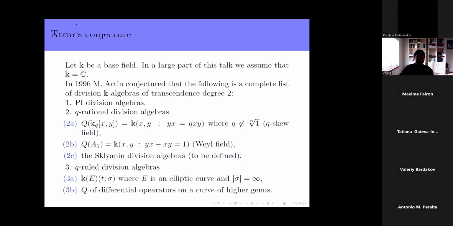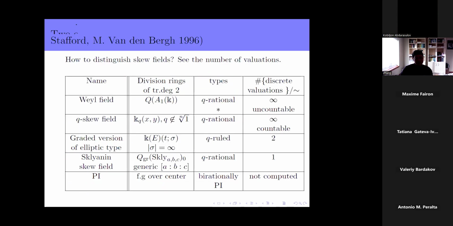We don't even have any clue if the conjecture is true or not. We cannot find any counterexample. We cannot prove this is a complete list. But in his original paper, he showed that the valuation is a very useful tool for studying this class of division algebras.